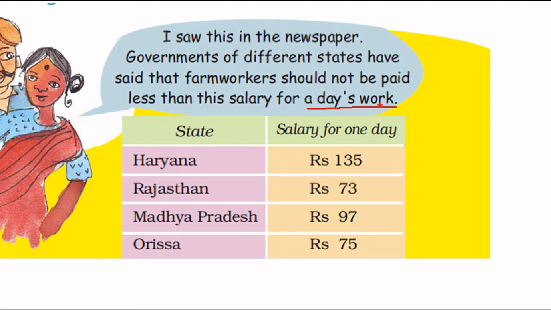Okay. So the Haryana government has decided one day's salary is rupees 135. So if you work in Haryana for a day, you will get rupees 135. If you work in Rajasthan for a day, you will get rupees 73 per day. If you work for one day in Madhya Pradesh, the income is decided as 97, and in Odisha, rupees 75. So this is the salary decided by the respective state governments for their state.